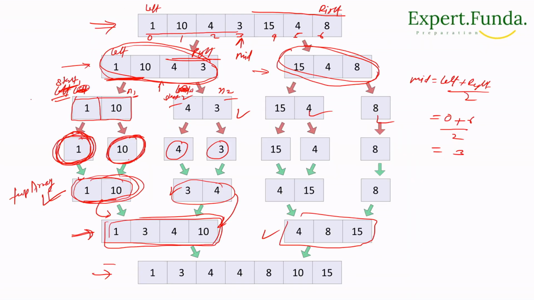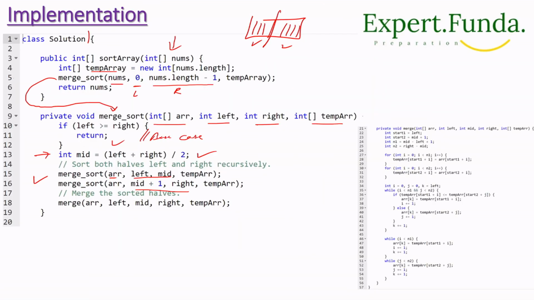The first will take left to mid, and then we do mid plus 1 to right. So these are the two halves. We have the first half and this is our second half. So we'll do left to mid and then mid plus 1 to right. Once this recursive call of merge sort is done, we will have our merge.